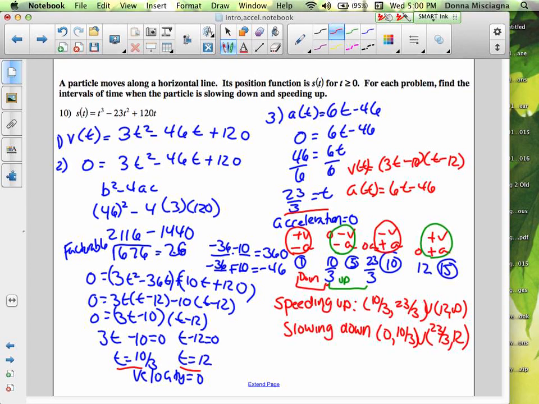And then we had one more critical point. That was 12. And so at 12, we took a point on the other side of 12, 15, and the velocity and the acceleration were positive, which means that from 12 to infinity, we're speeding up. So the ones I circled in green are the times where we're speeding up, from 10 thirds to 23 thirds, and from 12 to forever. Those are the ups. And where we're slowing down is between 0 and 10 thirds and 23 thirds and 12.